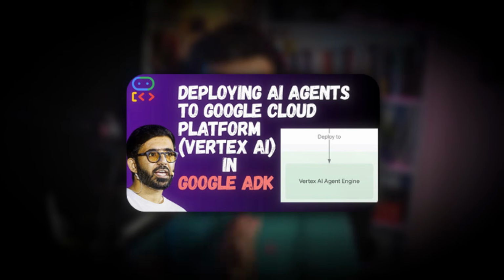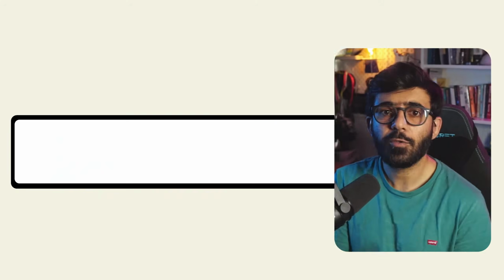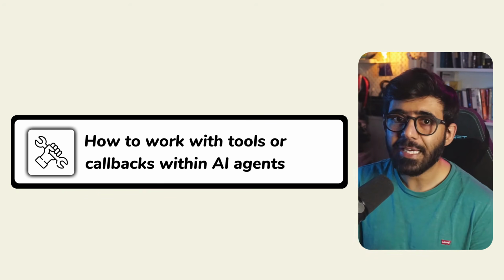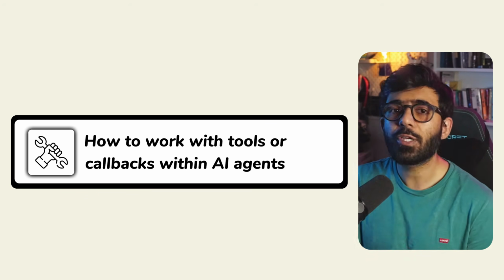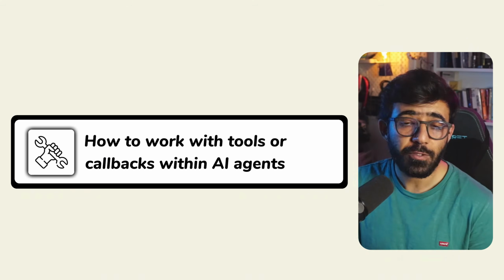In the 6th video, we looked at how we can deploy AI agents to Google Agent Engine on the Google Cloud platform, which essentially makes it possible for you to use your AI agents in production. In this one, we are going one step ahead. A lot of you have asked how to work with tools or callbacks within AI agents, and in this video, we are going to cover the kind of callbacks that you can use in the AI agents.